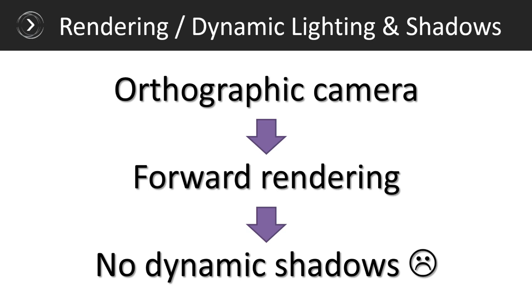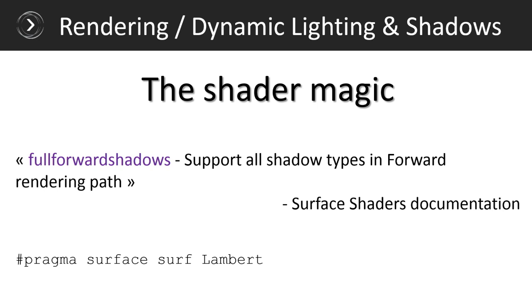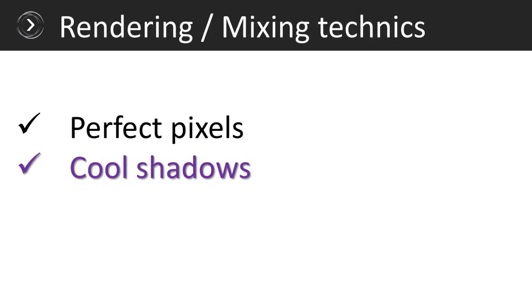So we had a problem, but the solution was pretty easy actually, and we had to use shader magic. We discovered in the surface shader documentation that we have this nice little pragma called full forward shadows that will force the rendering engine to cast shadows even in forward rendering. So you see on the line here, we just have to add this pragma to the surface shader configuration. And that's it. It works.